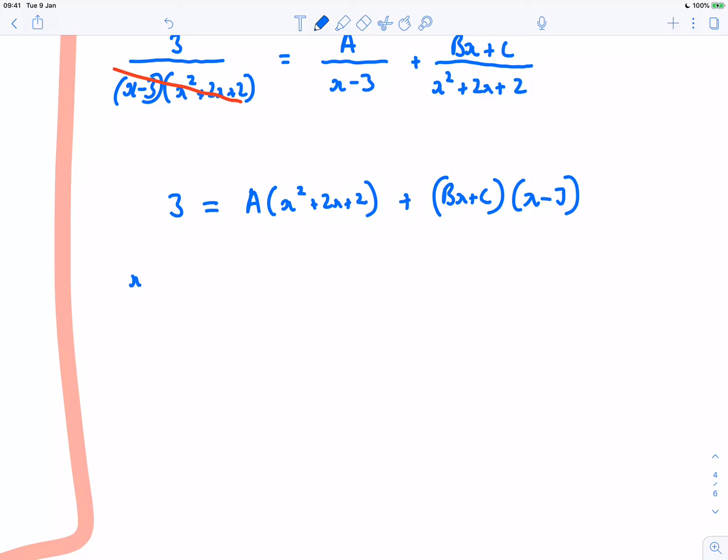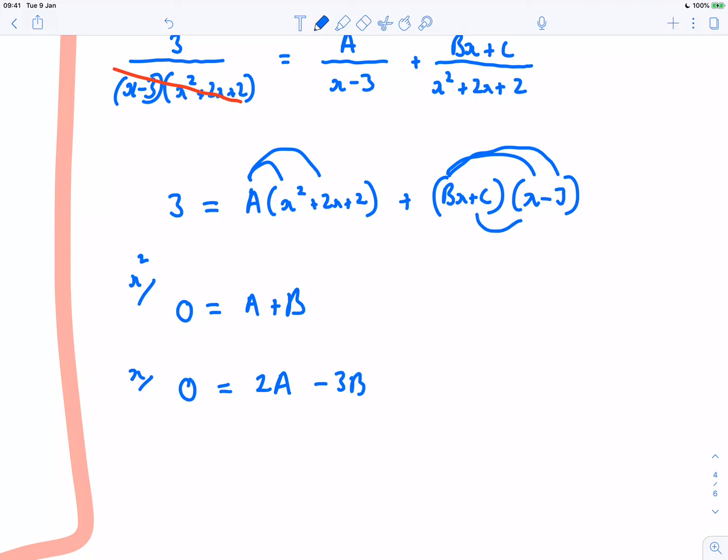So if I look at the x squared coefficient, I've got none on the left-hand side. I've got an a there, and I'm going to get a bx squared there. So I know a plus b equals 0. If I look at the x coefficient, I'm going to have a times 2x. I've got 0 on the left-hand side. I've got 2a on the right-hand side. I'm going to have a minus 3bx popping out here. I'm going to have a plus cx there. And then if I look at the constant term, I've got 3 on the left-hand side. I've got a times 2, which is 2a. And I'm going to have c times minus 3, which is minus 3c.